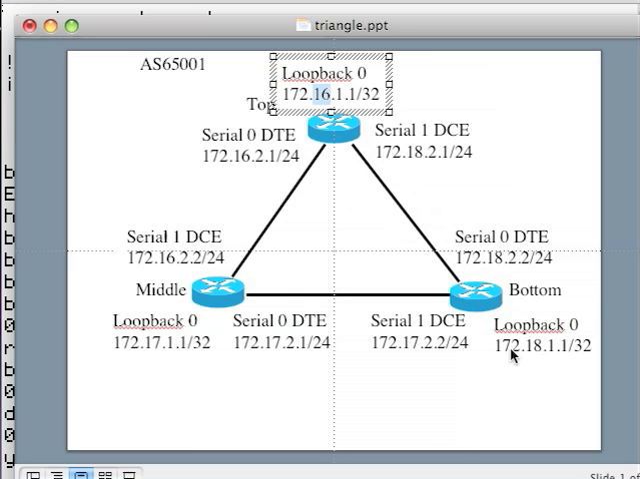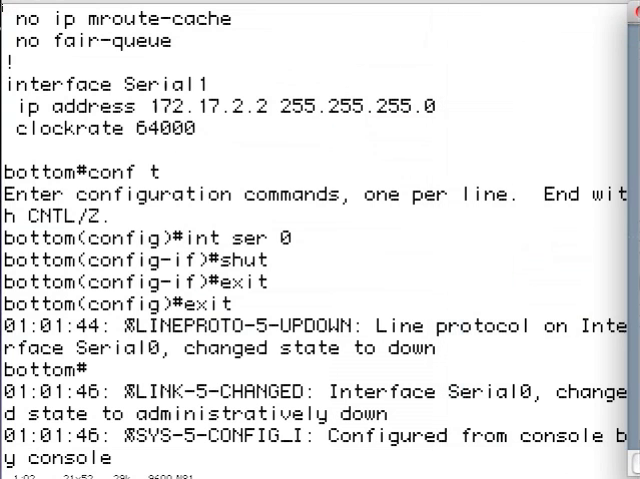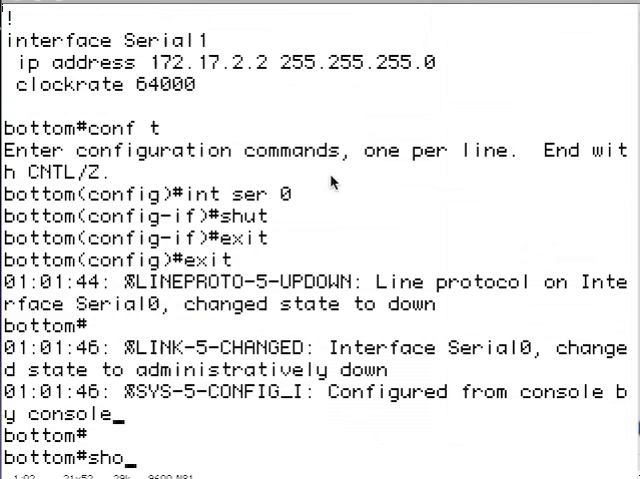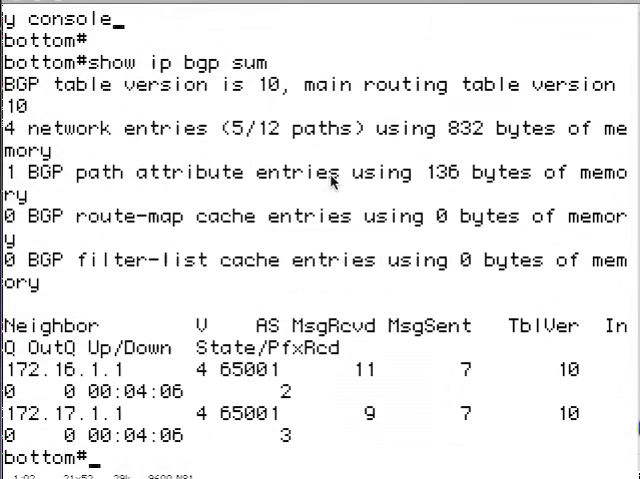Because the neighbor relationship is between the loopbacks, as long as the loopbacks can talk to each other, the iBGP session stays up. So as long as there is a route within my autonomous system for them to talk, they will talk and exchange the routing information. And we can see that. Show IP BGP sum. My neighbor is still up, even though I shut down the physical link between the two routers.